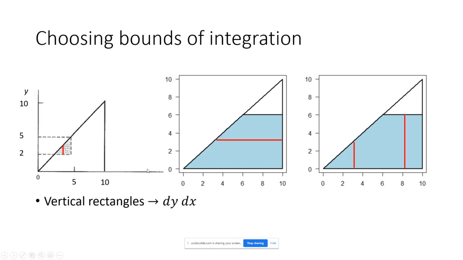I want to come back to that. So if we have vertical rectangles, then our order of integration is going to be dy dx. The idea here is that first we'll do our integral along the red line, and then we'll change which rectangle we're looking at and slide this example rectangle horizontally along the shaded region. So that would give us dy dx.